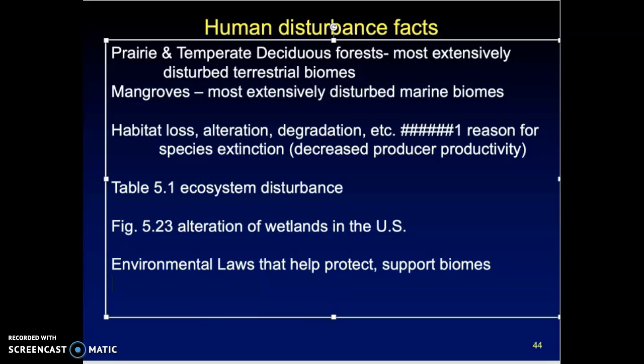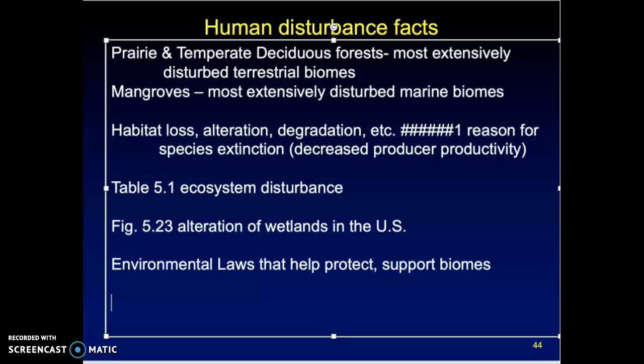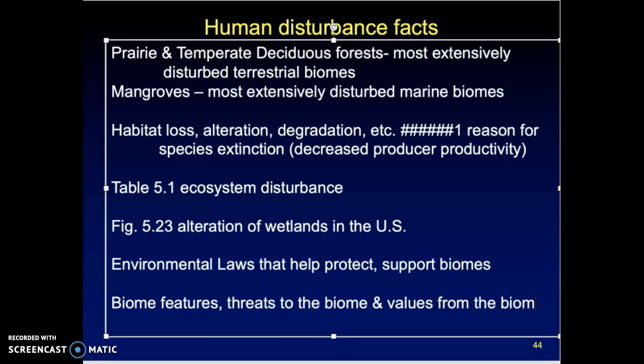All right, so again, things I want you to make sure you're comfortable with in regards to these biomes: the biome features, threats to the biome, and values from the biome. What can we gain from the biome? There's all sorts of direct and indirect values. What are the threats that are being presented or that are threatening the biomes? And then what are the key features? How do we know this is a temperate deciduous forest versus a tundra or a boreal or a whatever forest?